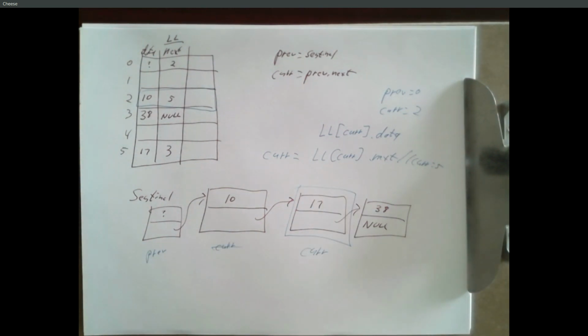I have a question. So you think we can write LL current dot next equal current? Yeah, you could do that, but you don't want to do that.